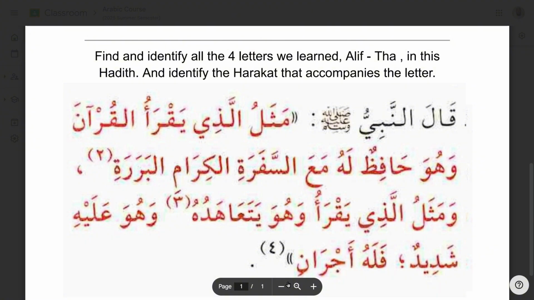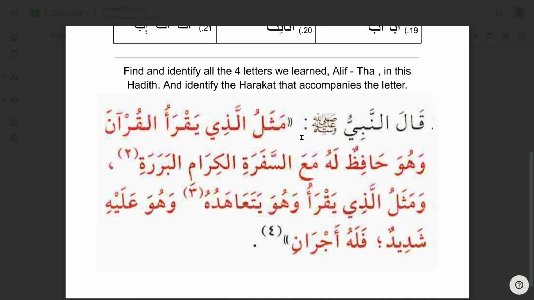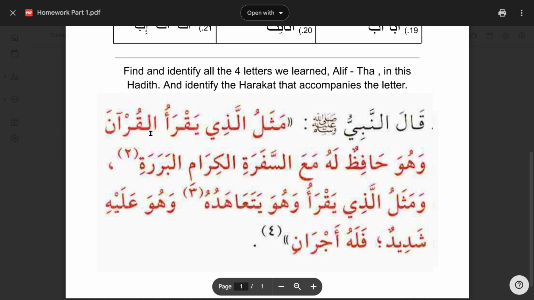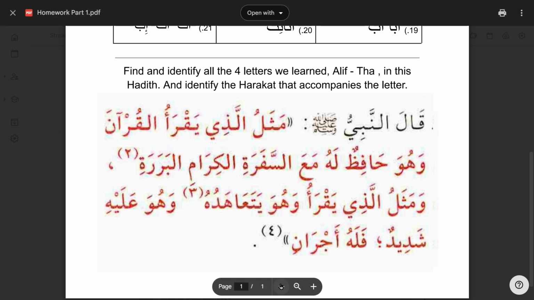And finally, I share with you guys the hadith. In the hadith, I want you guys to find the letters that we learned today, like the alif, ba, tha. So you just kind of look for them. If you guys want to take it an extra level, look for the harakah. This is just for you guys to start looking for these things, and it'll help you recognize them.